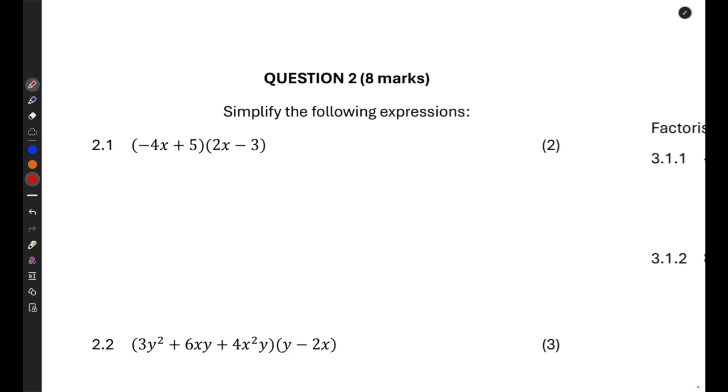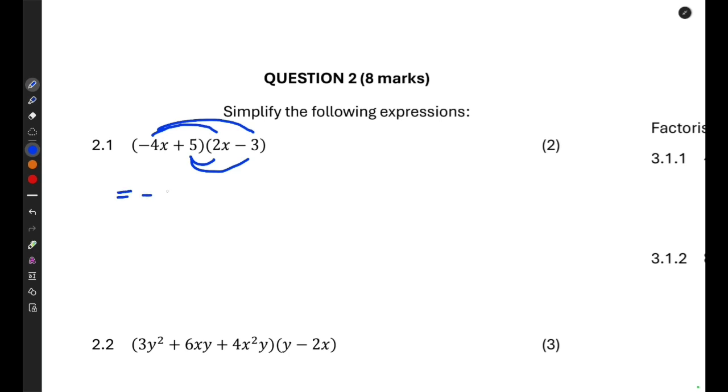So now I am just going to FOIL. So I'm going to take the -4x, multiply it by those two, and then the 5 and multiply it by those two. So this is a FOIL or a distribution or whatever you want to call it, as long as you multiply everything with everything. So let's write the answer.